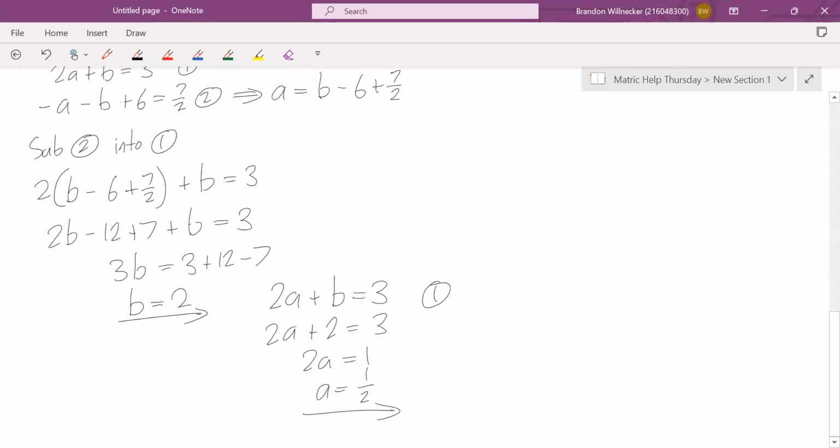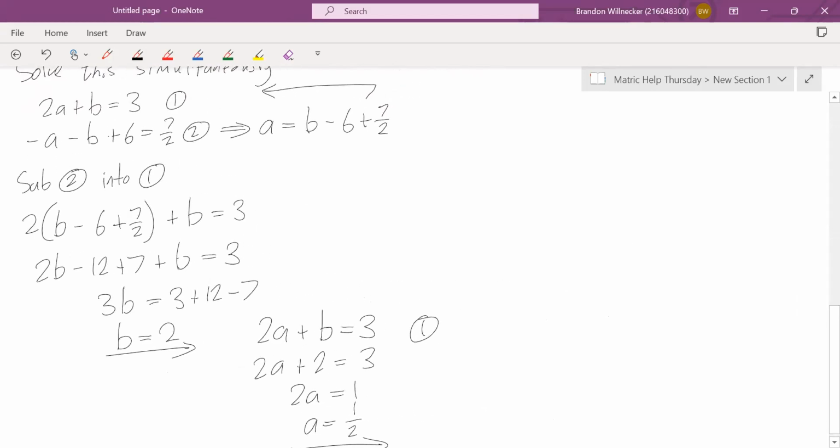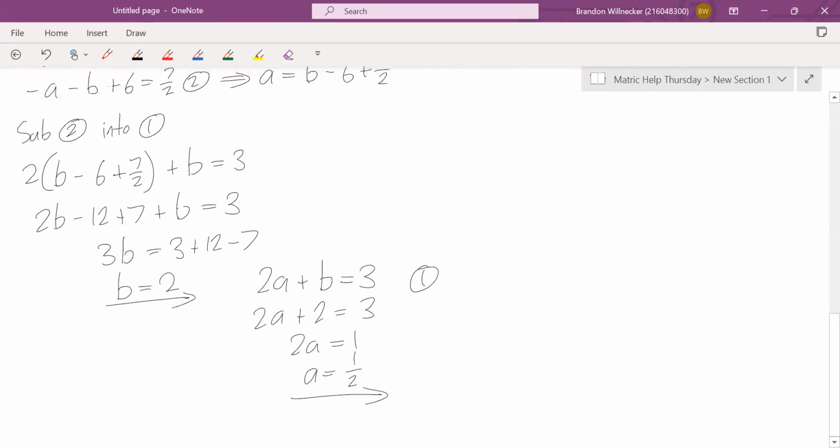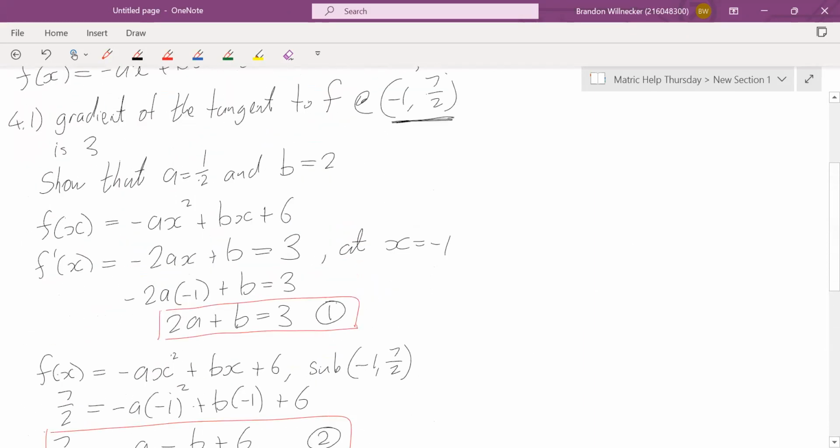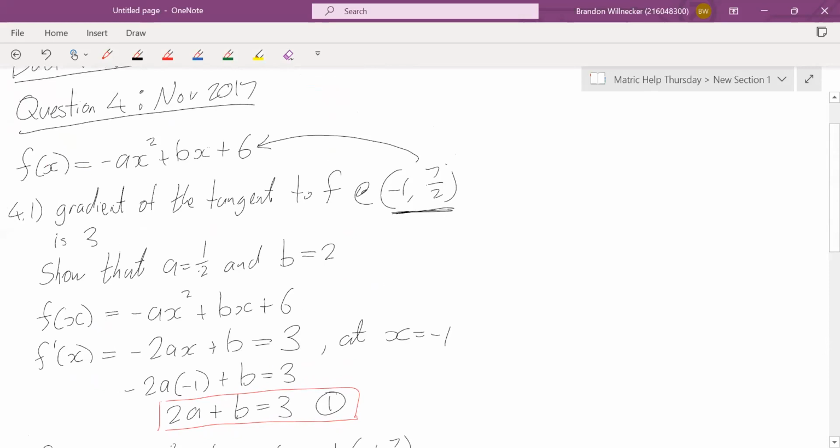Okay, are there any issues with this question? So please repeat. Okay, the whole question or just this last part? From where you start deriving. Okay, let's go through this again.